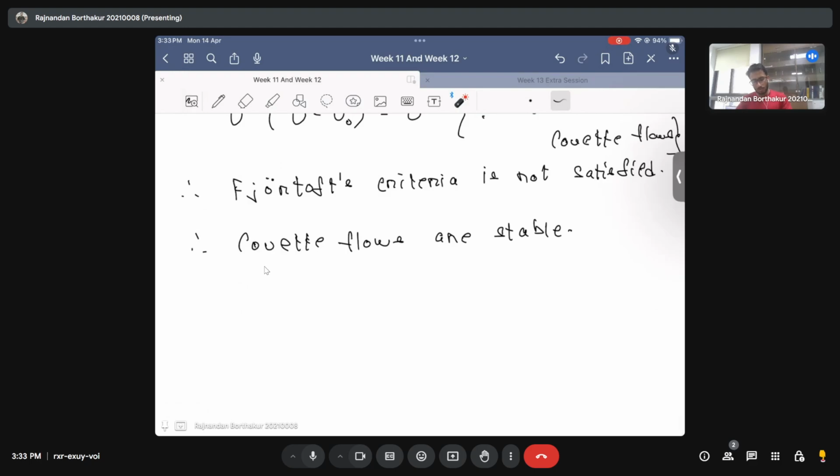Then finally, there is one more criteria which is known as the Howard's semicircle theorem.